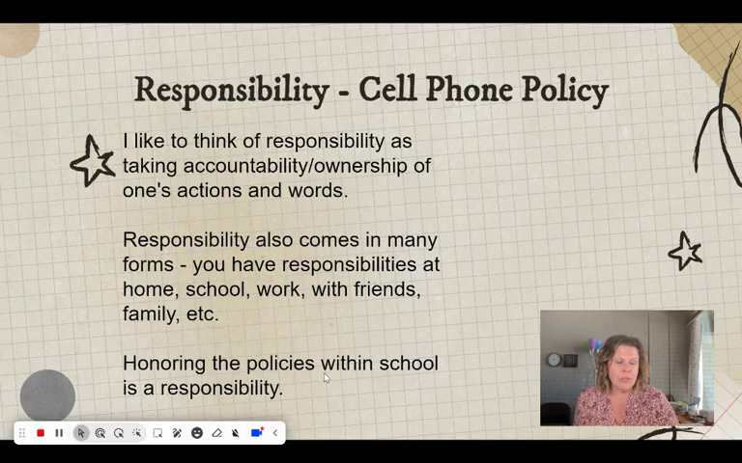It comes in many forms. You have responsibilities at home, school, work, with friends and family, but responsibility also means honoring the policies within school.